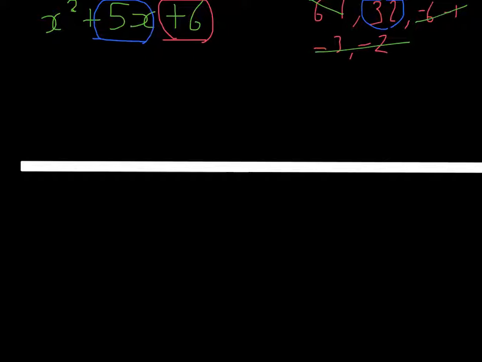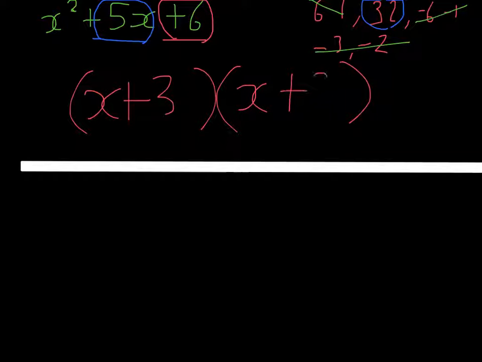We can simply then go and put that back into our brackets as x plus 3, and x plus 2. Always good to go and check your answer at the end to see if it is correct. So use the FOIL method: x times x is x squared, x times 2 is 2x, 3 times x is 3x, add those together gives you 5x, and then 3 times 2 is equal to 6. So you can see that that is correct.